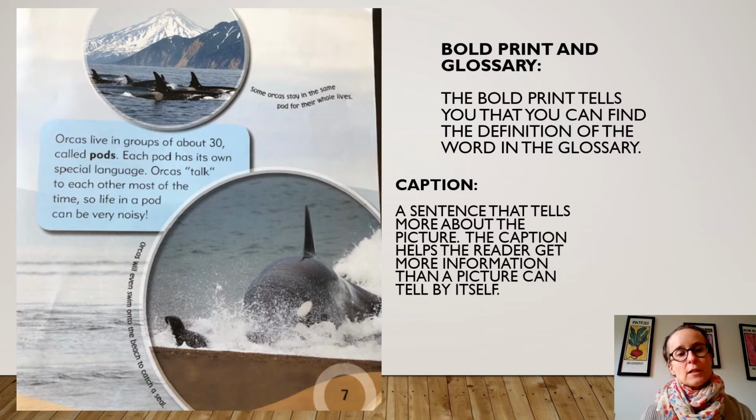There's kind of a funny caption here. Orcas will even swim onto the beach to catch a seal. Whoa.